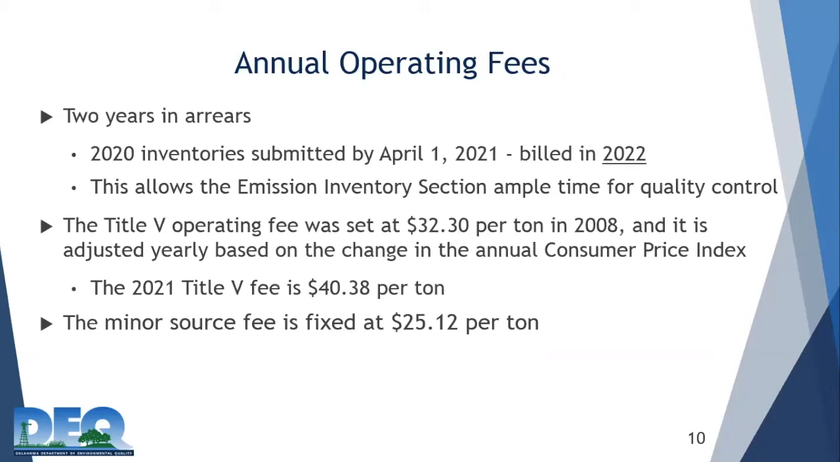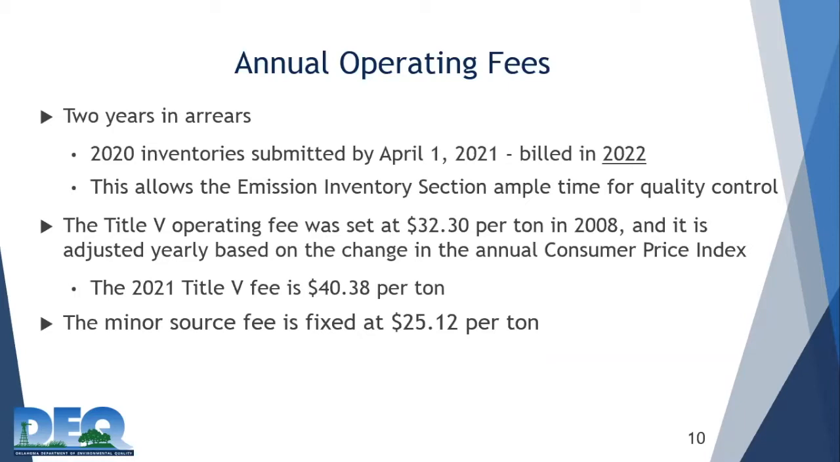We bill 2 years in arrears for your operating fees. Those are based on your actual emissions that you're submitting in your inventory. So these 2020 inventories that you're going to be submitting by April 1st will be billed in 2022. They'll be billed next year. And this allows us time to perform quality control on the inventories, make sure that we're going to be billing them the correct amount.